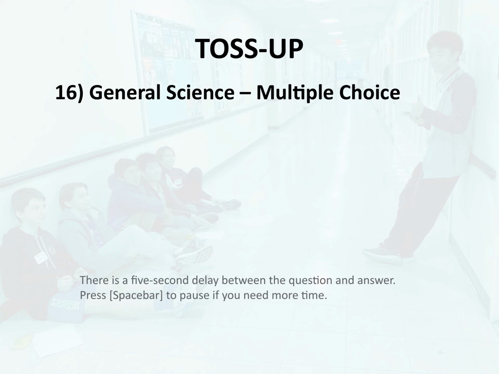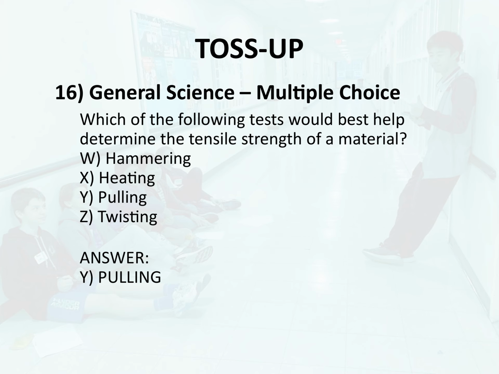Toss-up 16. General science, multiple choice. Which of the following tests would best help determine the tensile strength of a material? W. Hammering. X. Heating. Y. Pulling. Z. Twisting. Answer. Y. Pulling.